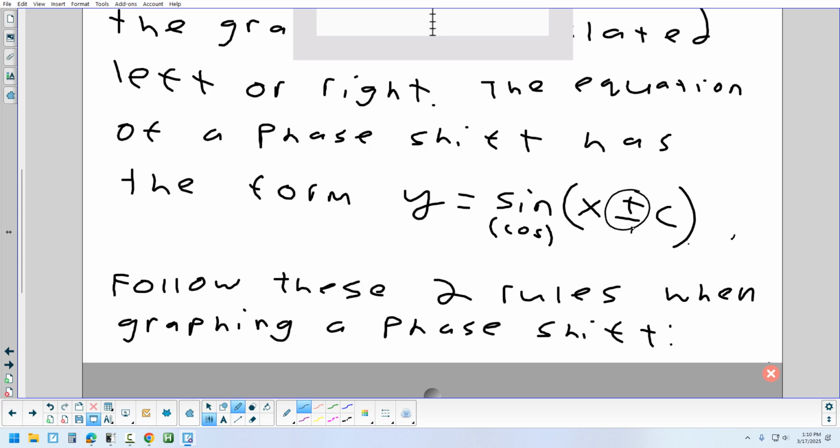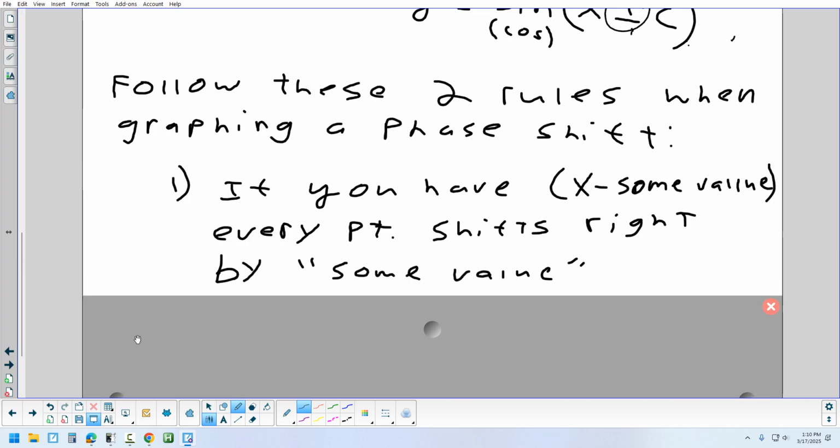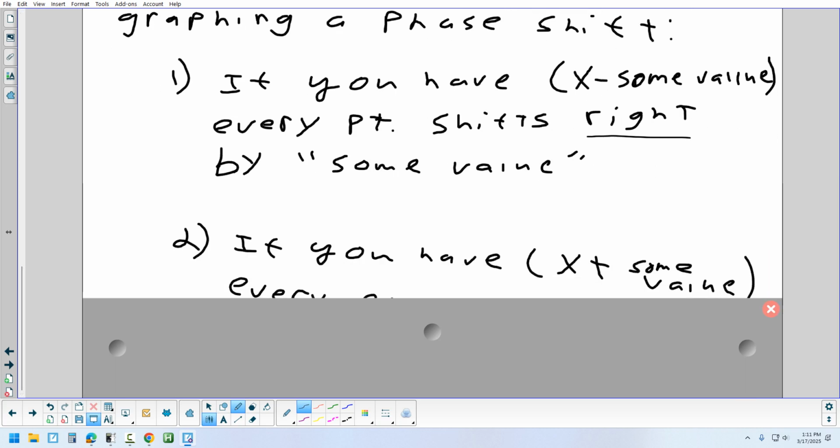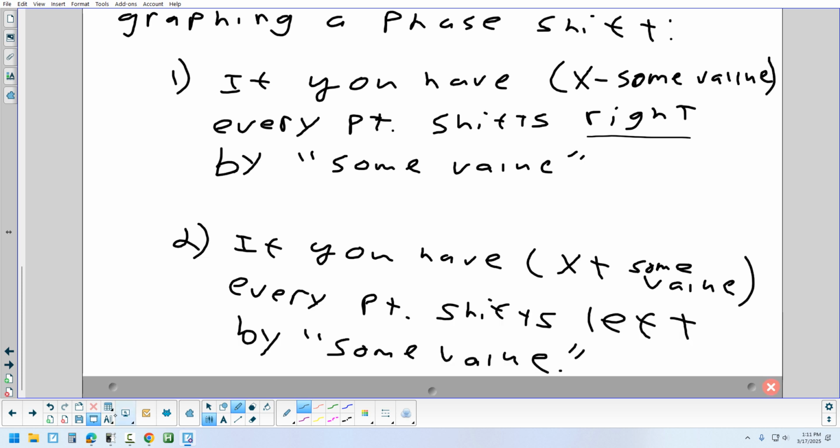All right, so here are our 2 rules spelled out for a phase shift. If you have x minus a value, minus shifts it to the right. That's what we just looked at. If you have x plus a value, it's going to shift to the left. How much is it going to shift by? Well, it depends on what the value is.